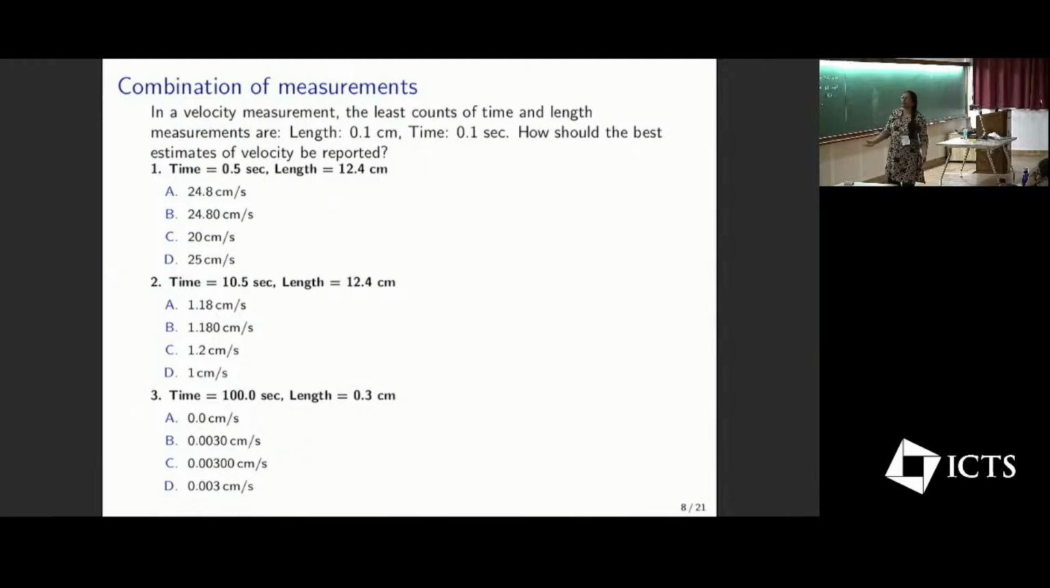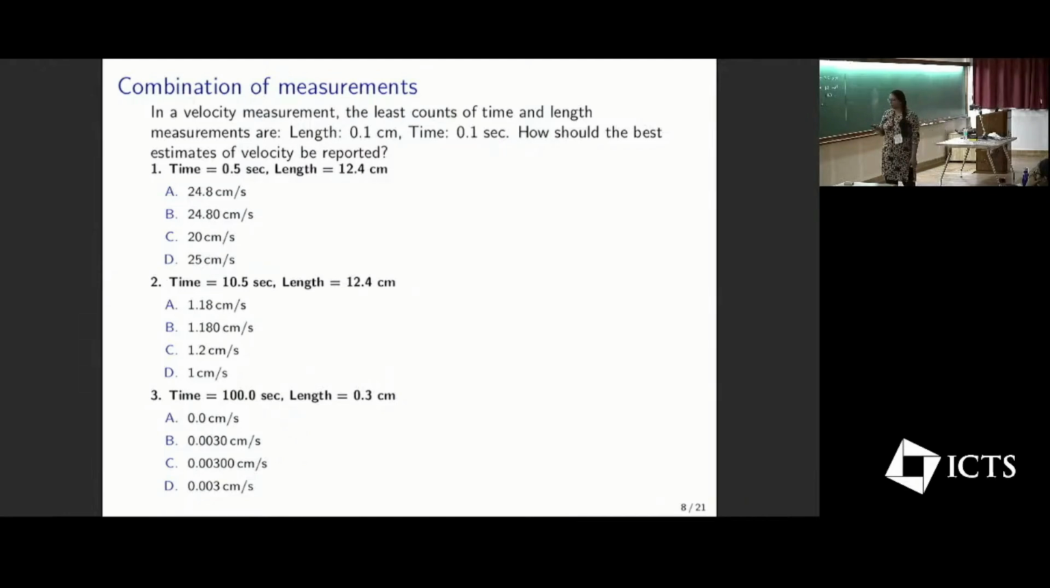You have to give a lot of time, 100 seconds. It's not wrong, is it? Why should it be wrong? This is what I'm saying. There's no rule. You will have to decide what is correct and what is wrong according to the measurement that you have made.